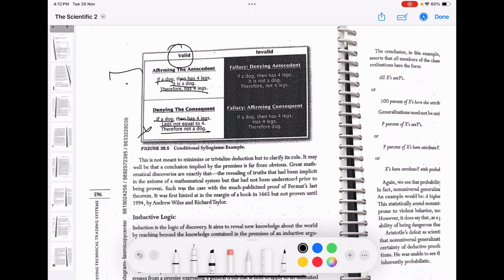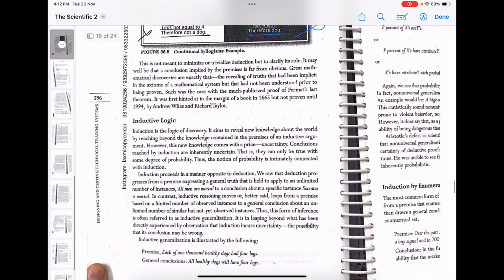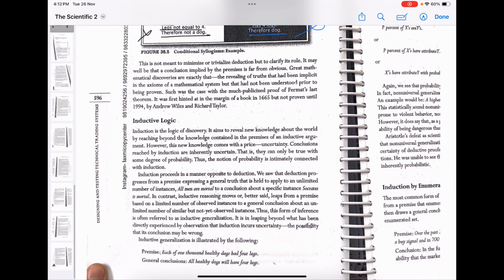Like you are denying the consequent, right? So that is not something which is valid, okay? Denying the antecedent. If a dog, then it has four legs. It is not a dog, therefore not four legs. That's also not true. We just discussed. Affirming the consequent. If a dog, then it has four legs, therefore dog, again not true. So I hope you understood it. This is not meant to minimize or trivialize deduction but to clarify its role. Okay, so that is deductive.